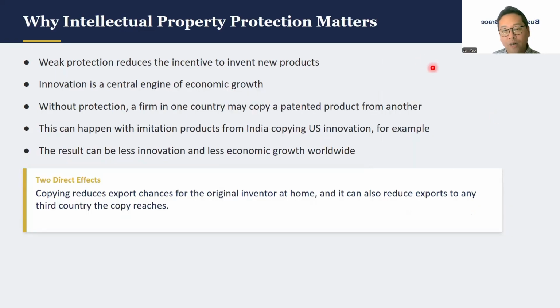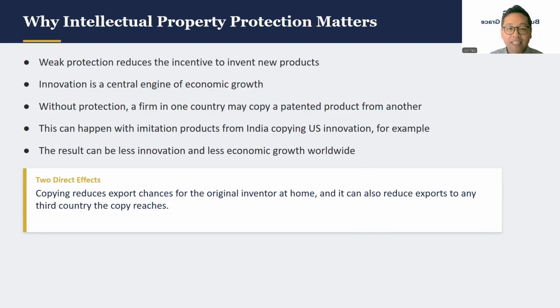Why does all this protection matter so much? Weak intellectual property protection reduces the incentive to invent new things. Innovation is one of the main engines of economic growth and rising living standards. Without strong protection, a producer in one country might just copy a patented product invented somewhere else. The textbook gives a clear example.